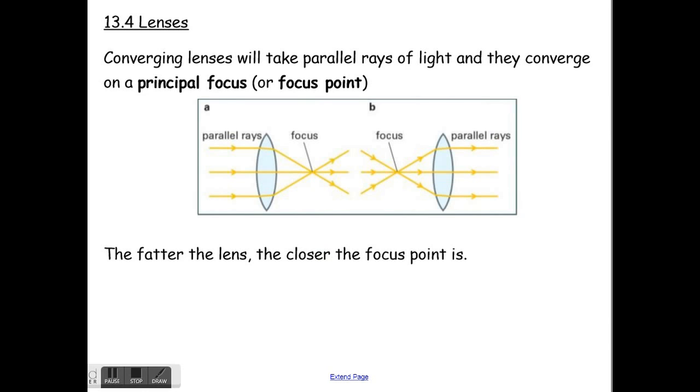So, converging lenses will take parallel rays of light and change them so they converge on a principal focus or focus point. So, you may not be able to see this here, but you have a straight line that goes this way, straight line all the way through, and a straight line going like that. So it takes the parallel rays and bends them in to meet at some focus point.